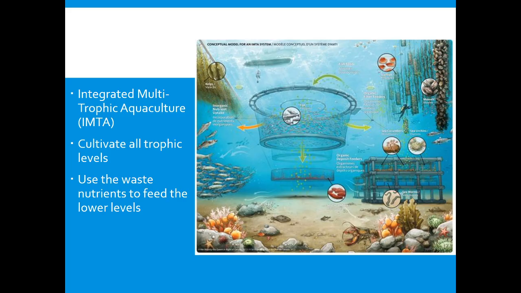Now, there's also integrated multitrophic aquaculture, which cultivates at all of the different levels so that you can use the waste nutrients to feed those lower levels. The idea here being that we take the drawbacks of aquaculture and we use them. So we have different levels of the trophic food level, like a food pyramid, to benefit all of these different species that are then grown.